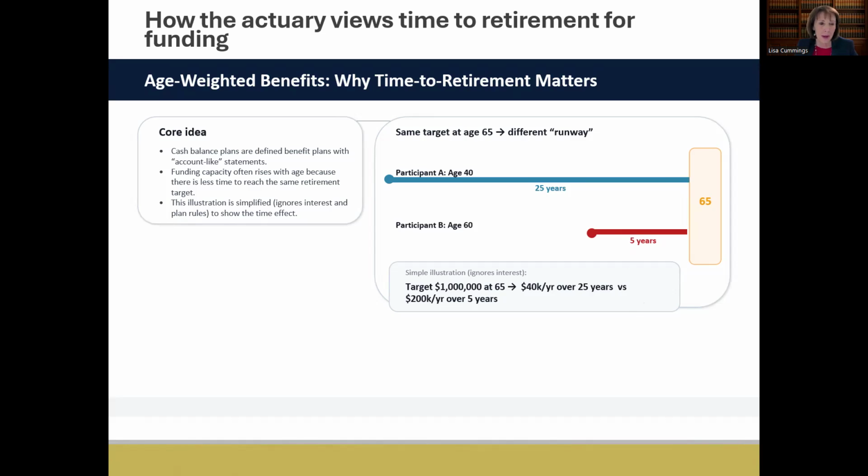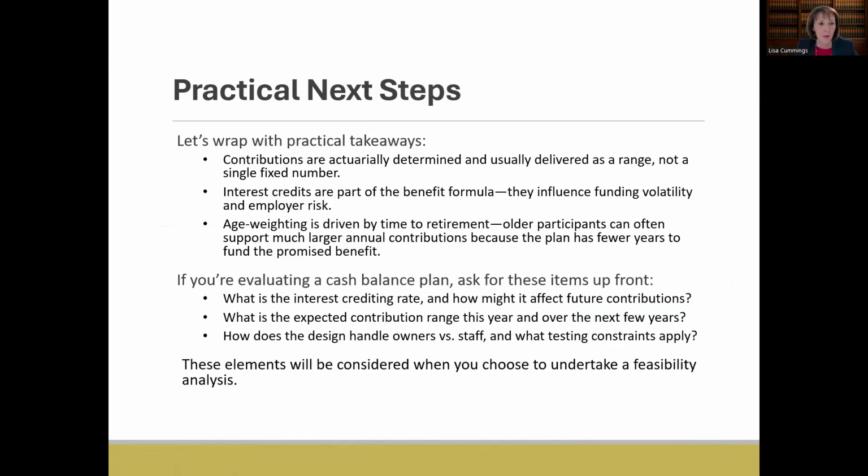So let's talk about some practical next steps. Let's wrap up with some practical takeaways. Contributions are actuarially determined and usually are delivered as a range, not a single fixed number. Interest credits are part of the benefit formula. They will influence funding volatility and employer risk. And then age weighting is driven by the participant's time to retirement. Older participants can often support much larger annual contributions because the plan has fewer years to fund the promised benefits.